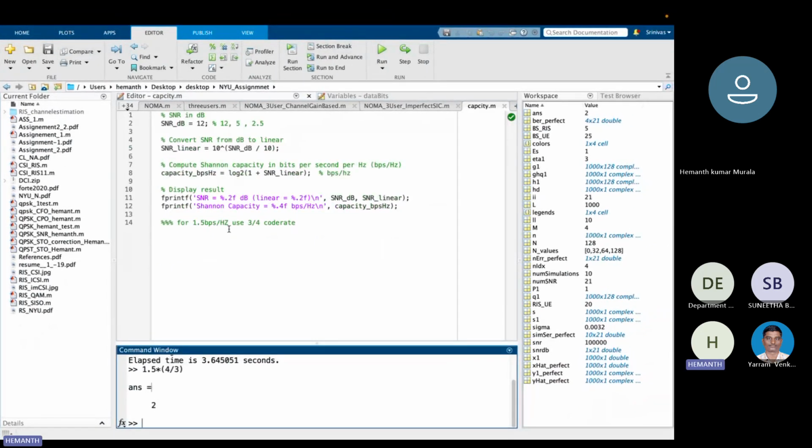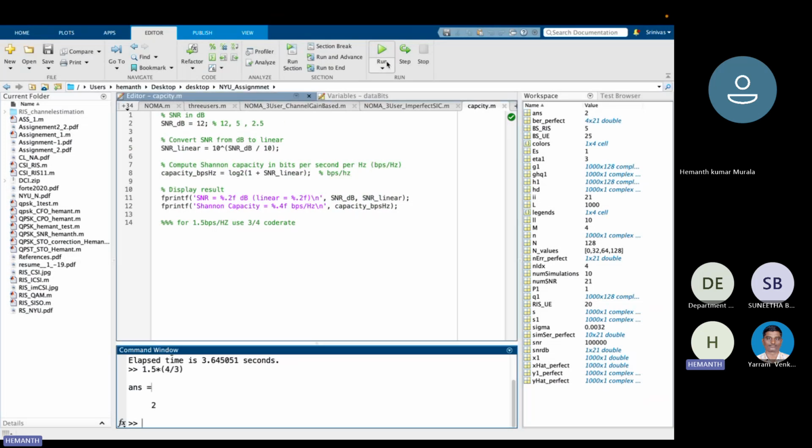So the previous formula you have remembered: log of 1 plus SNR. SNR means signal to noise ratio, which is transmitted power divided by noise power. Agree, everybody? So for example, I have received a 12 dB SNR. Then I will calculate the capacity. So for 12 dB SNR, what is the capacity?